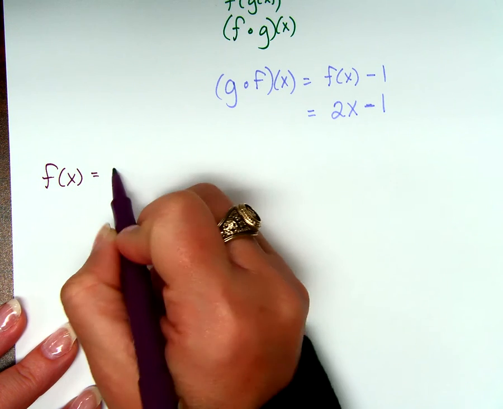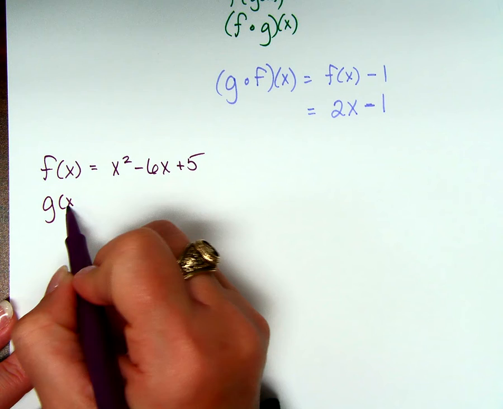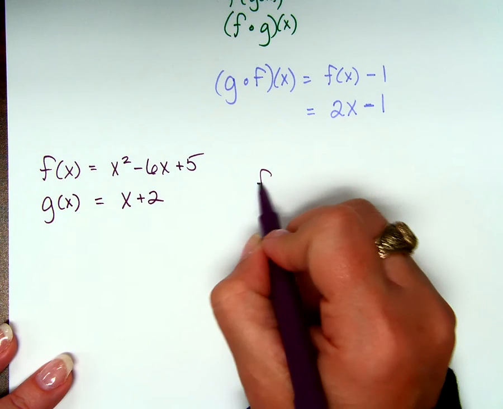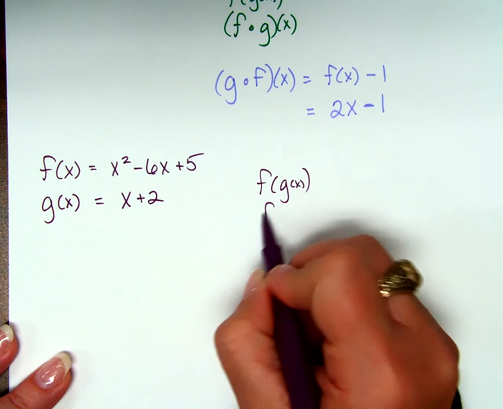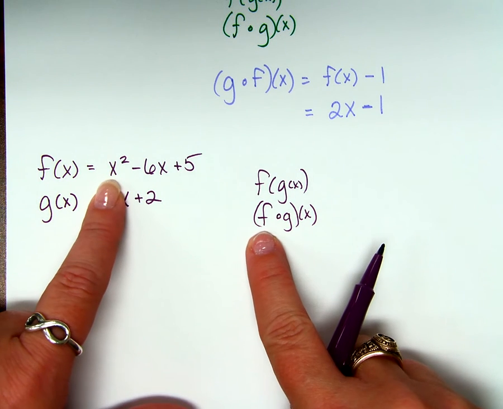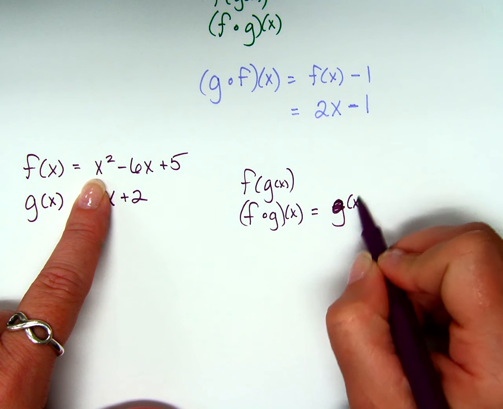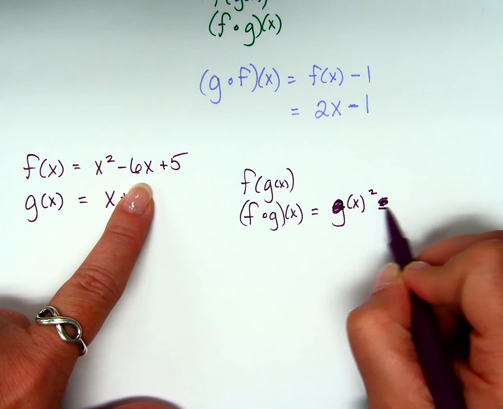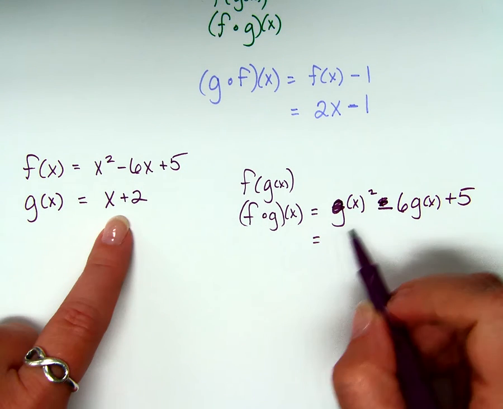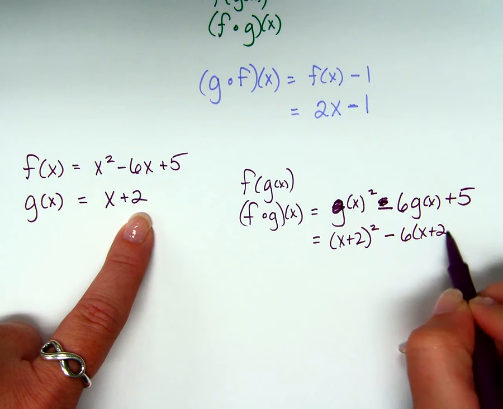f of x equals x squared minus 6x plus 5, and g of x equals x plus 2. So first of all, let's do f of g of x, or f o g. So I start writing f, but anytime there's an x, what do I write instead? I could write x plus 2. Now some of you need me to write g of x first, but some of you can skip that step. Okay? Well, I know g of x is x plus 2, so I have (x plus 2) squared minus 6 times (x plus 2), and then plus 5.